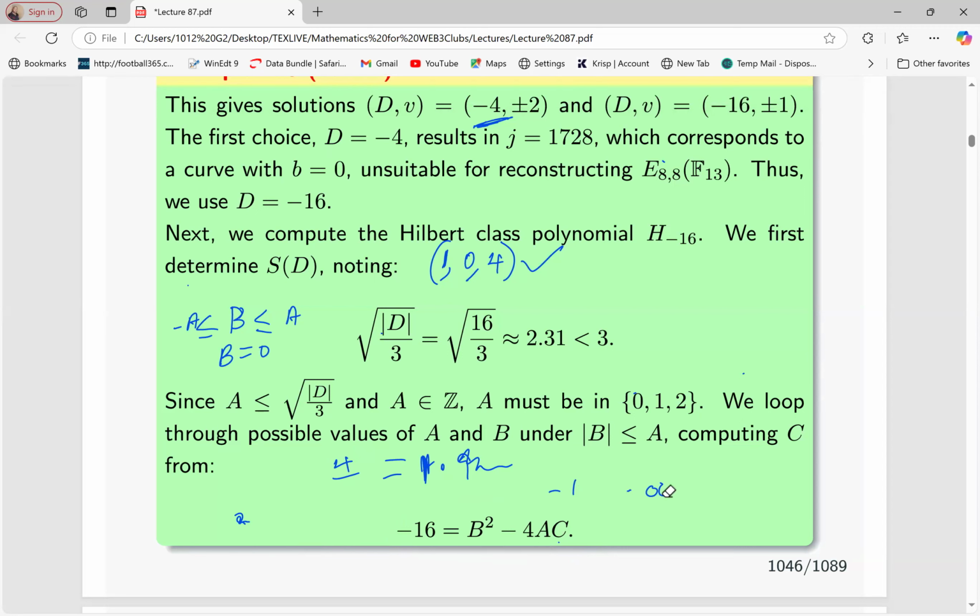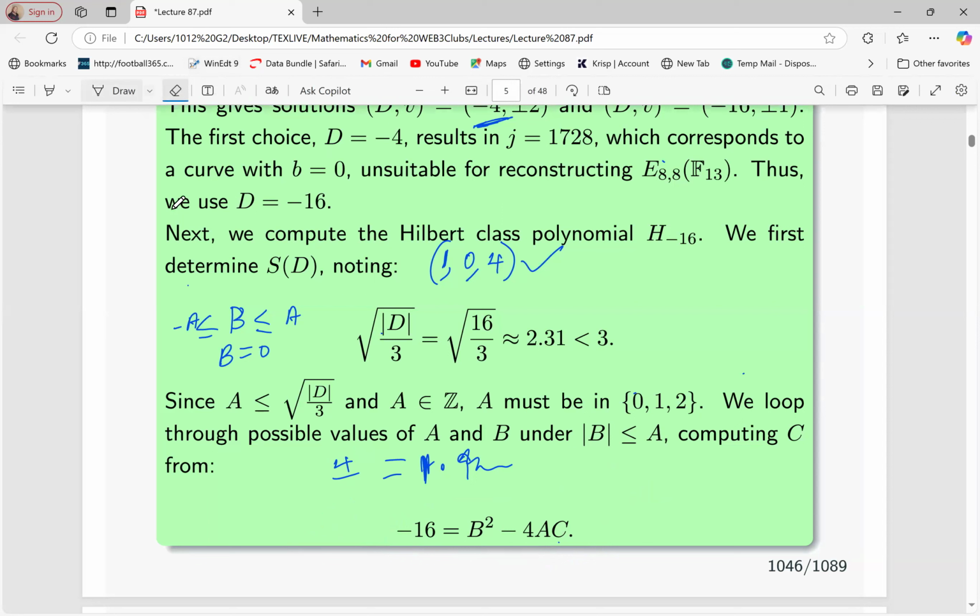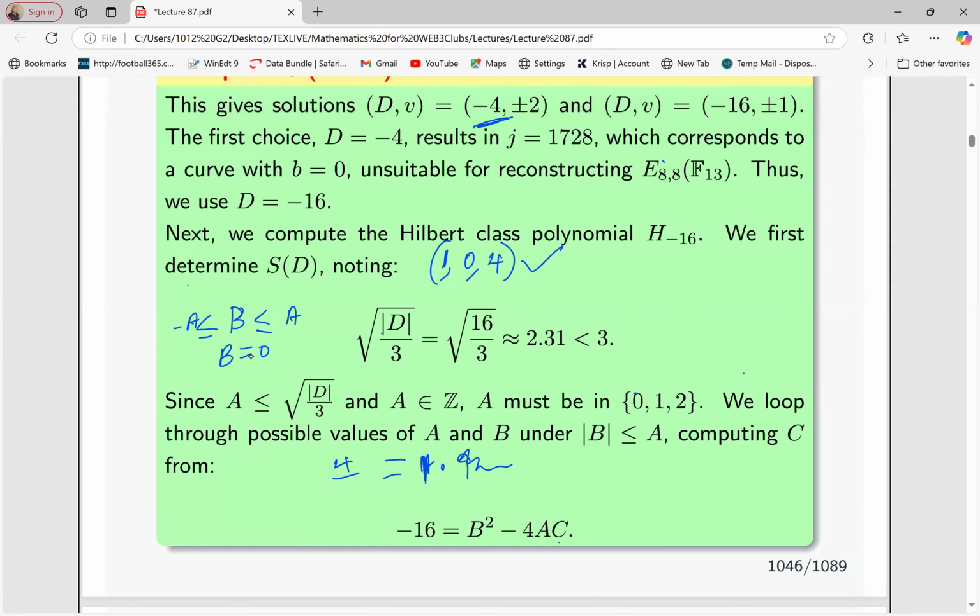So you are left with one option, consider A to be 1. Consider A to be 1. If A were to be 1, oh, this one is not supposed to be negative 16, it's supposed to be negative 4. It's supposed to be negative 4 equals B square minus 4AC, because we are already done with considering D to be negative 16. So this time you're considering D to be negative 4.